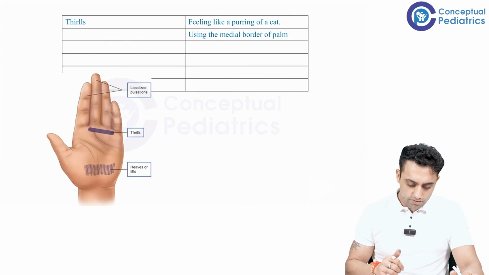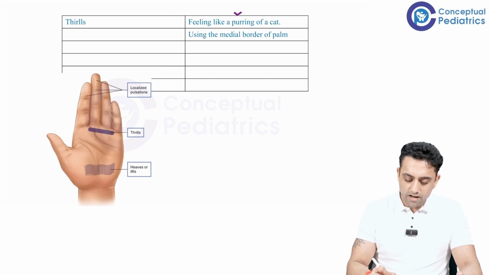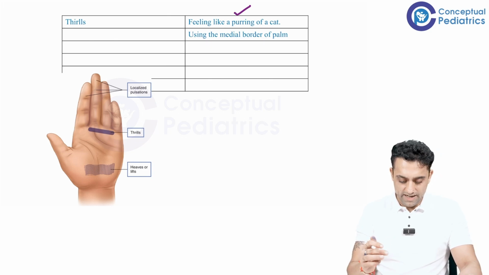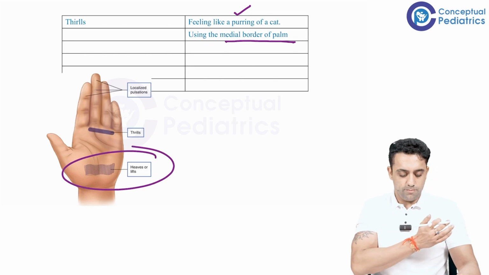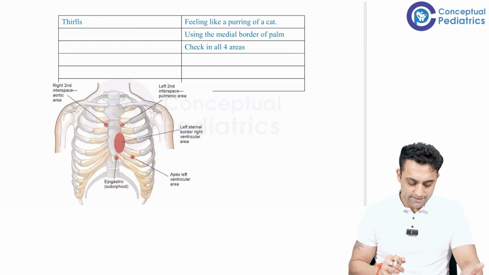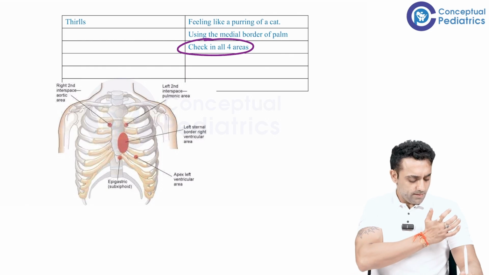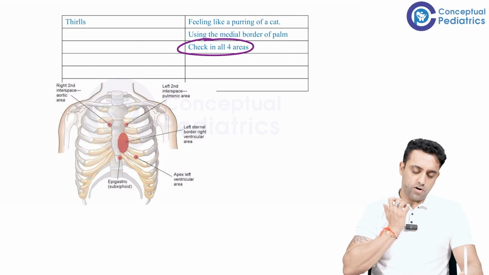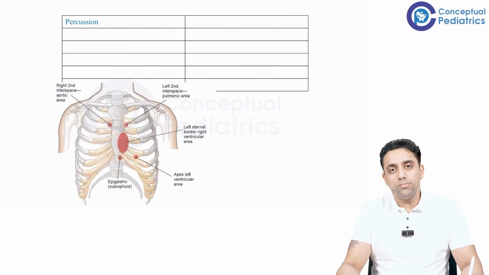Okay, done. So parasternal thrill is like a purring of the cat, and you're going to use the medial border of the palm. For the heave and lift, you put the medial border of the palm, and that's it. You're going to put it in all four areas. Medial border over here, over here, and over here. That's it, finished.